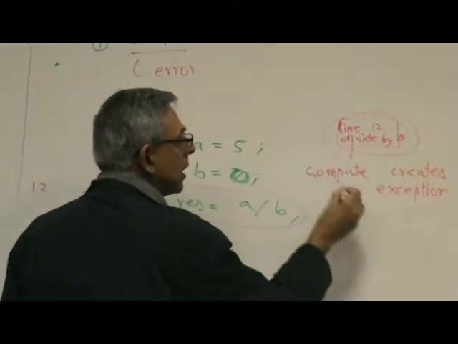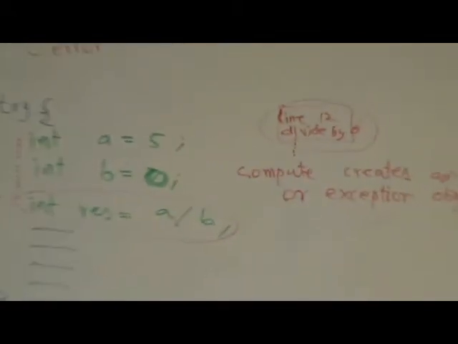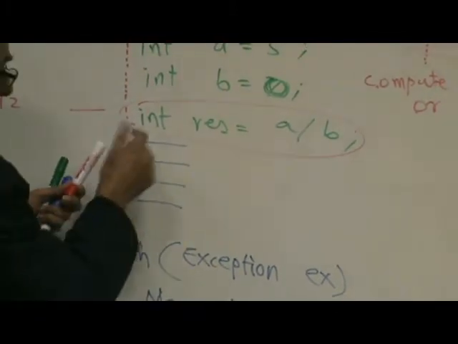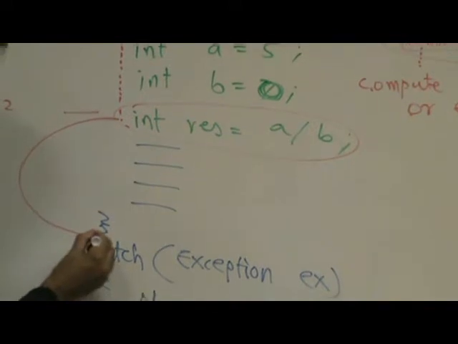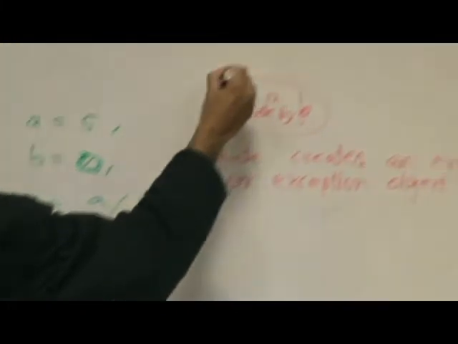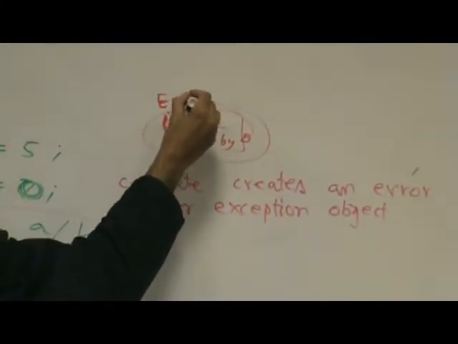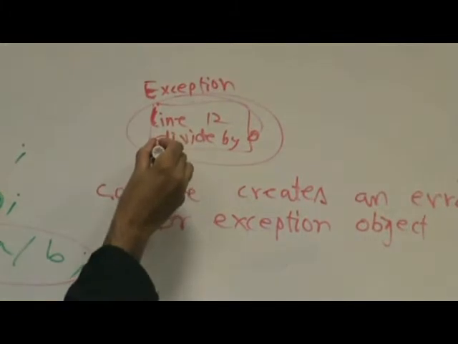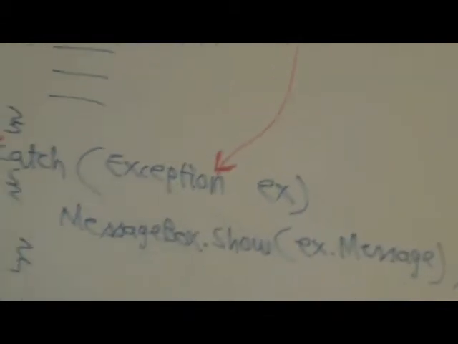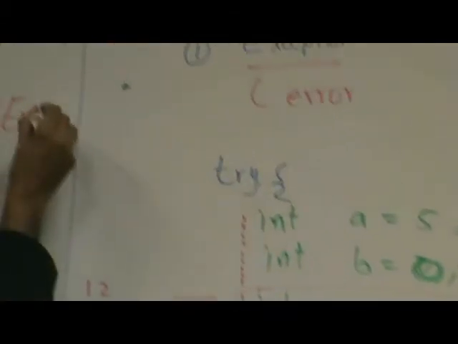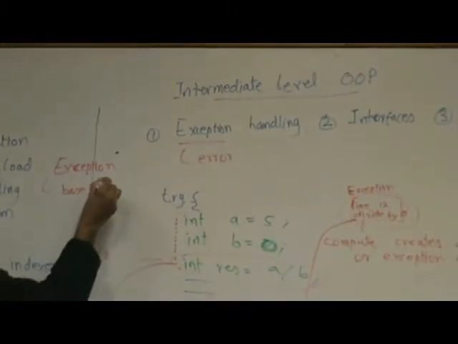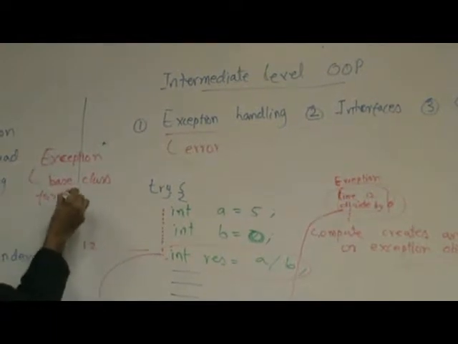Once this error object is created, the computer does not go to the next line. It skips all the next lines and goes to the first catch statement and checks whether the type of the error object, or exception object, we had created matches this parameter. Now, just like Java, Exception with a capital E is the base class for all errors.